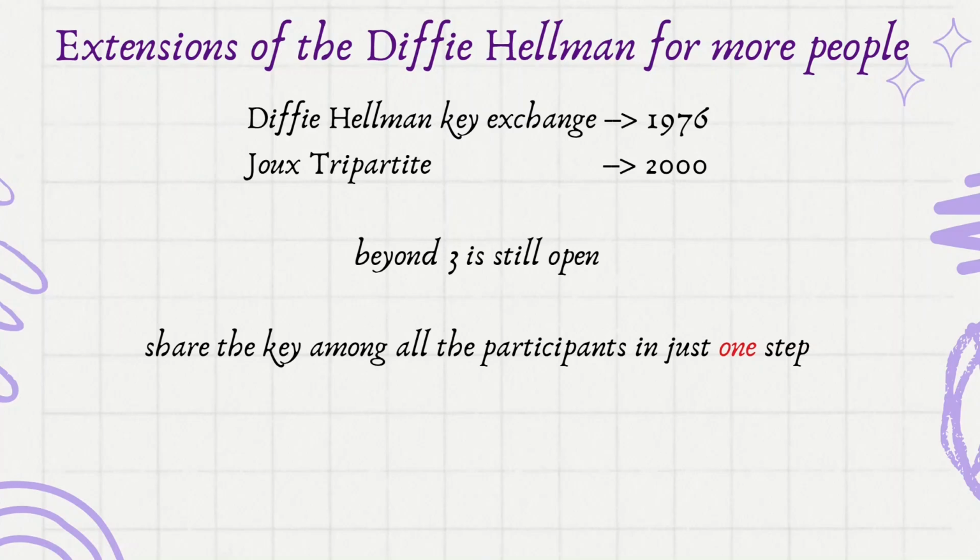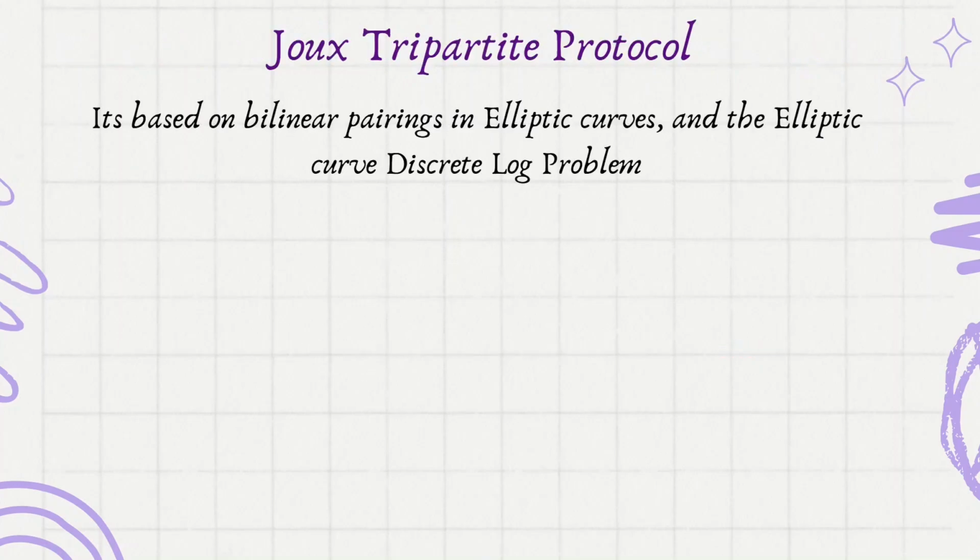So for the three people thing, that is based on bilinear pairings in elliptic curves and the elliptic curve discrete log problem. It's a little different from this discrete log problem. We'll look at it later. And these are done on certain constructs called elliptic curves. So certain functions are used and they have very nice properties which enable this to happen. We'll do that all in the next video.